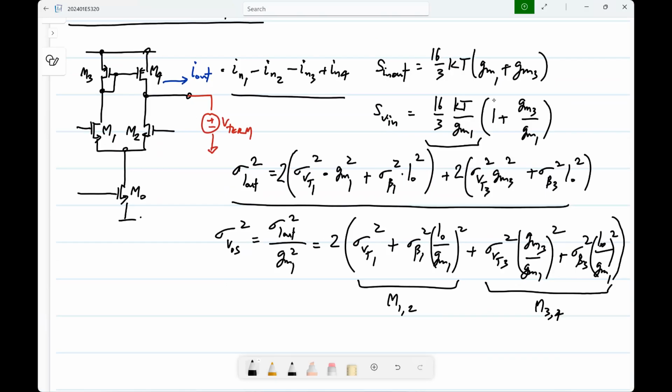Now, I have not shown flicker noise. Flicker noise is not fundamental, but it will be there. So it is important in low frequency cases. But the procedure for calculation is the same. Any questions? So you will have mismatch.